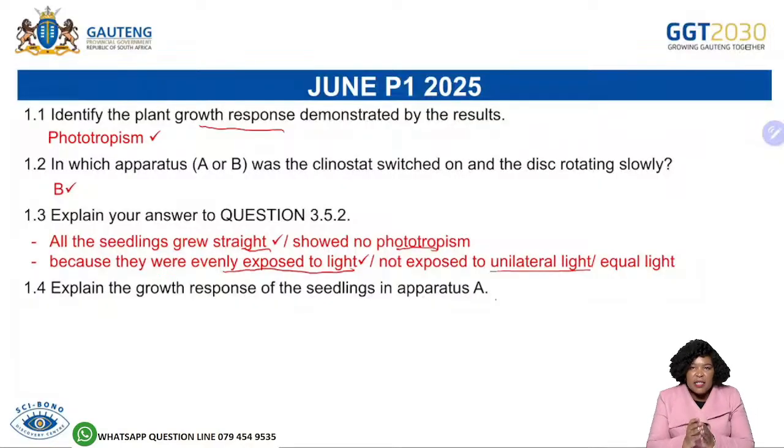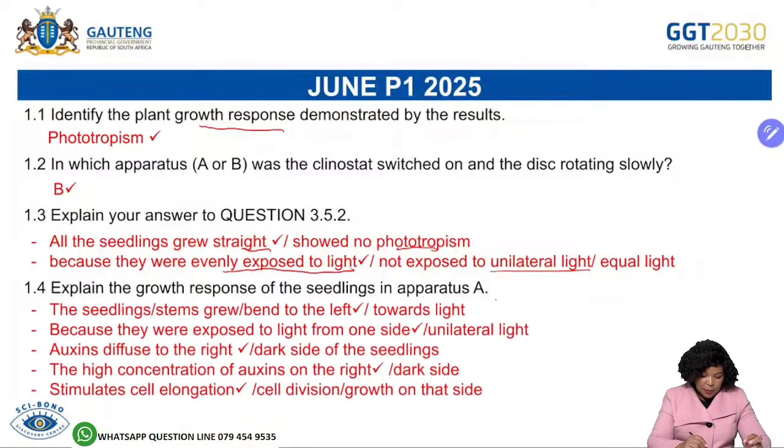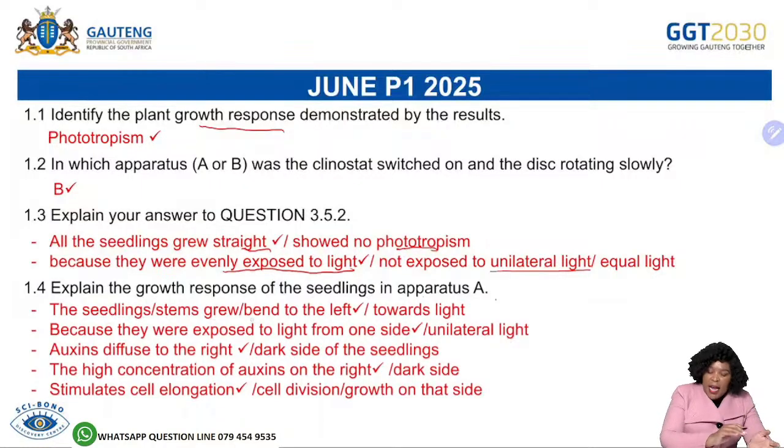Remember, in apparatus A, it is where the seedlings were growing and bending towards that hole where light was coming in. So tell us what was happening in the plant for that growth to be happening. Right. We saw that the seedlings or the stem, they grew or they bent to the left. Why were they bending towards the left? You see, you get a mark for that. It was just your observation.